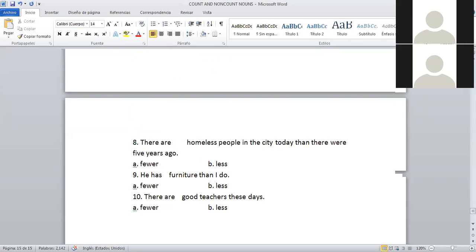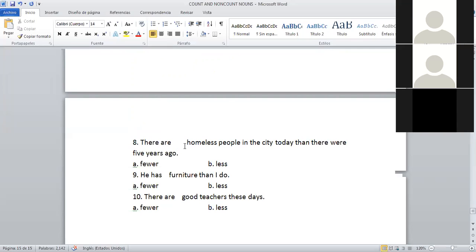There are fewer. Okay, go ahead, Kike. Nidia. Wait, Nidia. Number eight, there are fewer homeless people. Gente sin hogar, gente sin casa. Okay, there are fewer homeless people. Very good, Kike.